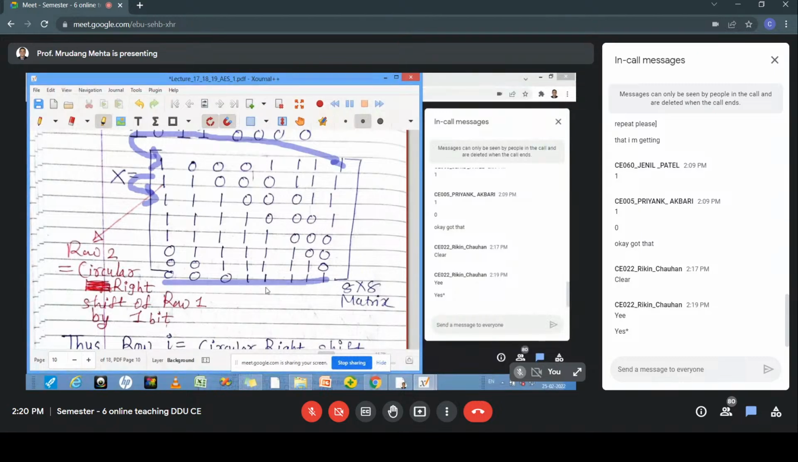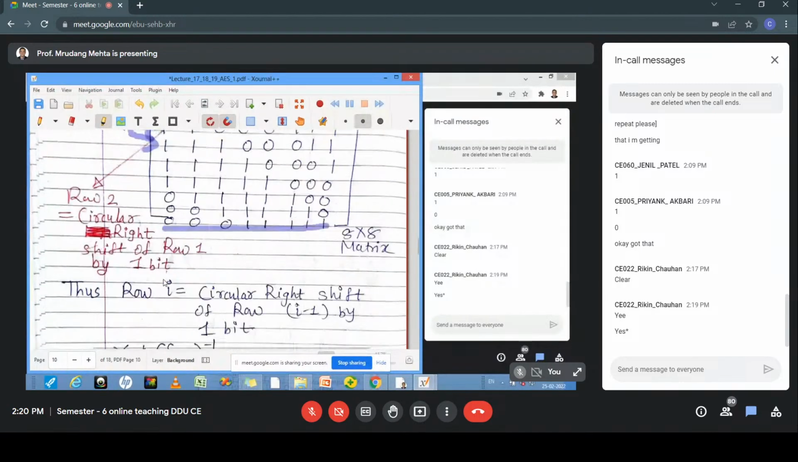Clear? This is how we get this X matrix that we are taking. Okay, this has to be taken. To remember this, if you remember only one row, the remaining 8 rows you can remember by right shifting it by 1 bit, right? So row i equals the circular right shift of row i by 1 bit.